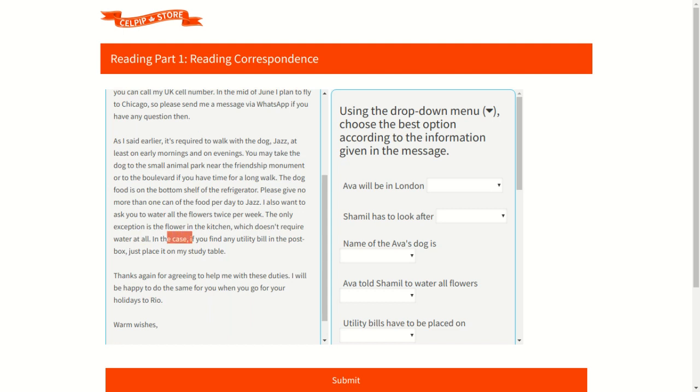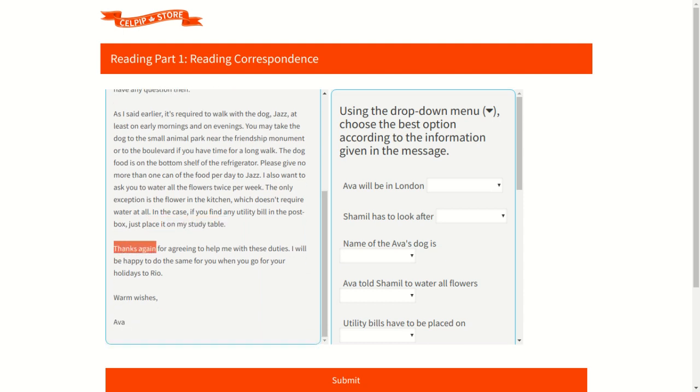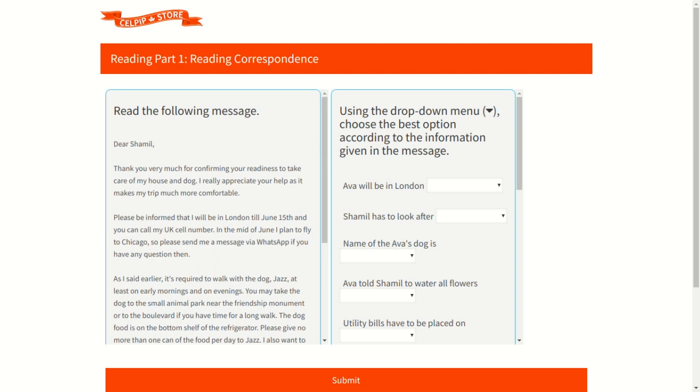In the case, if you find any utility bill in the post box, just place it on my study table. Thanks again for agreeing to help me with these duties. I will be happy to do the same for you when you go for your holidays to Rio. Warm wishes, Ava. We have total of 11 questions in this task.